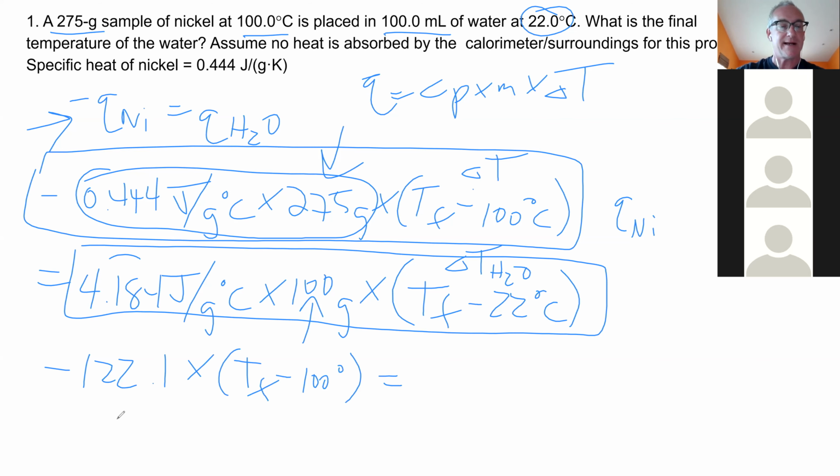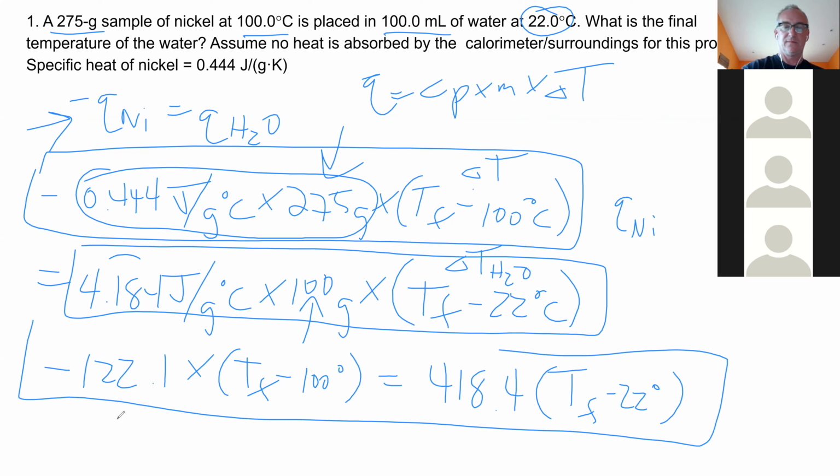So then the water side is going to be 4.184 times 100. So that's 418.4 times TF minus 22 degrees. So basically now that we have this, we can solve for TF, okay? Because that's what the question is. Can you solve for the final temperature? So let me erase all this stuff.